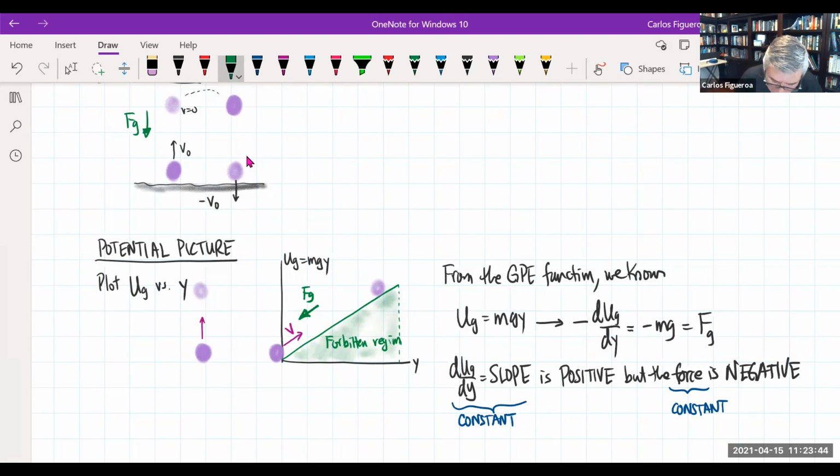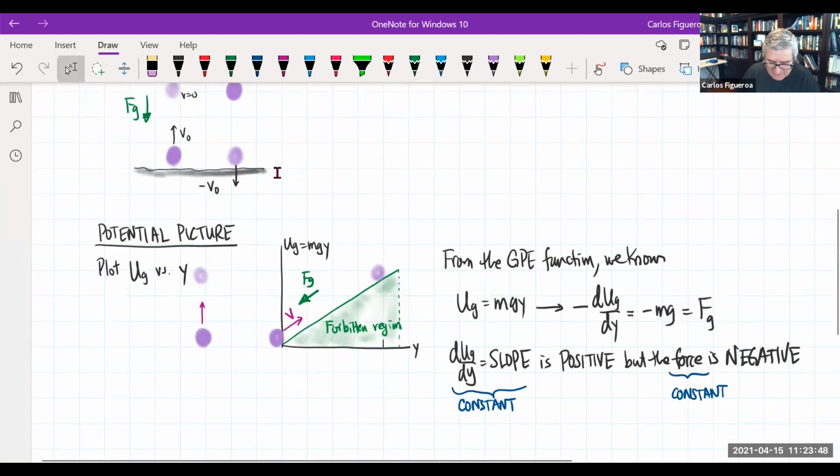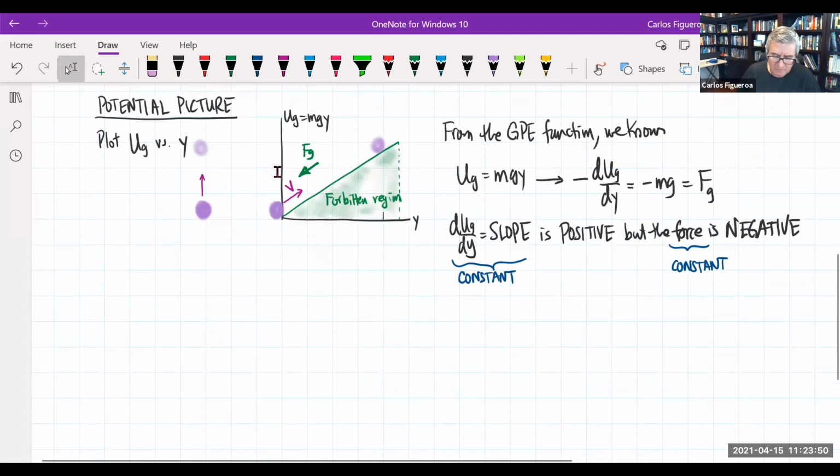So why would we want such a picture like this? Okay, and the answer is, once we know what the potential energy of an object is, we know immediately what actually happens. So as an example here, let's draw a picture like this.